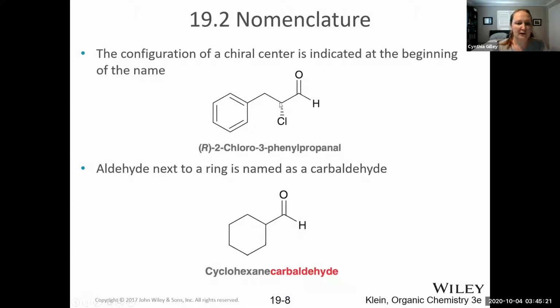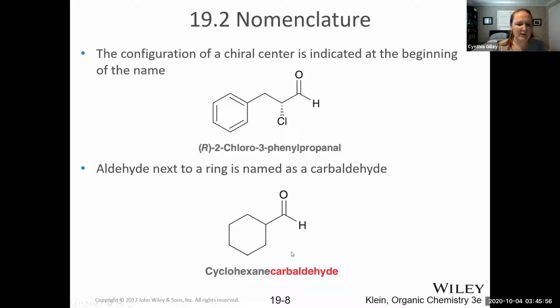Of course, if you have chiral centers, the configuration of the chiral center is always included in the name in parentheses at the beginning, followed by the rest of the name, right? This one is an aldehyde, so by definition, this is carbon number 1. This would be carbon number 2 and carbon number 3. So we have a chloro group and a phenyl group. C comes before P alphabetically, so it becomes (R)-2-chloro-3-phenylpropanal, because it's the 3-carbon chain, right, for the parent.